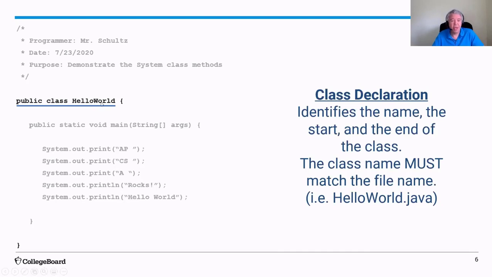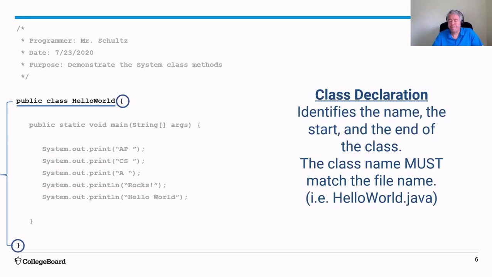The one thing I want to point out is that the class name has to match the file name. In other words, when I go to save this file so that I can compile it, my file name is going to be HelloWorld, capital H, capital W, because it's case sensitive, .java. And then our class encapsulates everything that falls between the open and closed brackets.